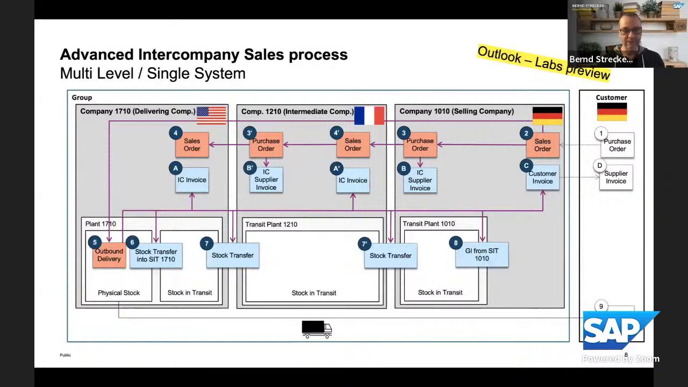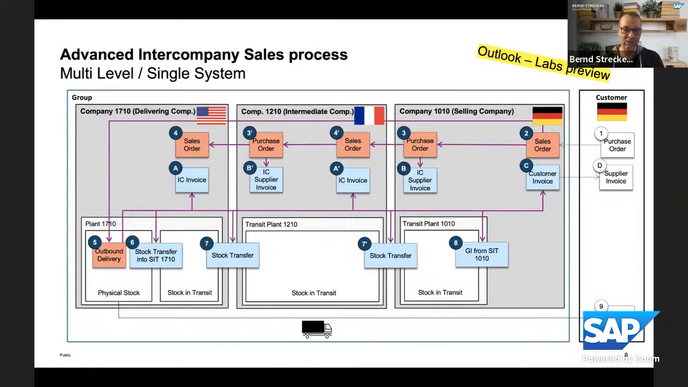Good. This is Outlook Labs preview. We know that in many cases, customers have a more complex scenario. Germany is still delivering the goods, so from the US directly to the customer. But Germany will buy the goods from an intermediate, located, for example, in the country of the headquarter or other countries where it makes sense.